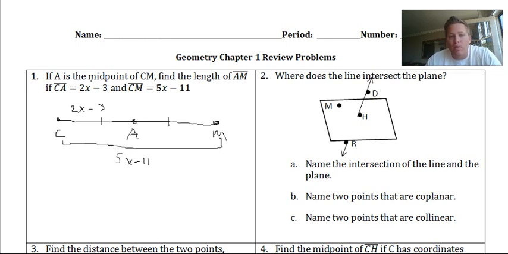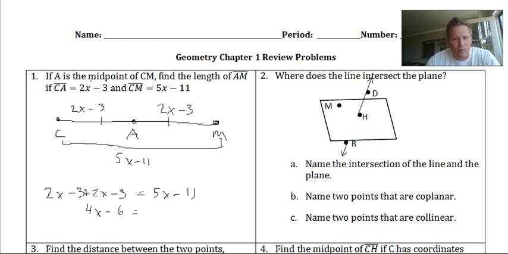The only thing I don't know though is what AM is. Well, remember we said that it was the midpoint, which means these two things need to be the same. So if that is 2x minus 3, the other one is 2x minus 3. And now when I combine those together, I'm going to get 2x minus 3 plus 2x minus 3, and this is going to equal 5x minus 11. Now I'm just combining my terms. I'm going to get 4x minus 6 equals 5x minus 11.